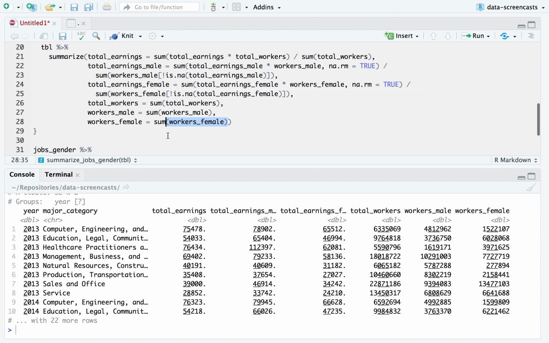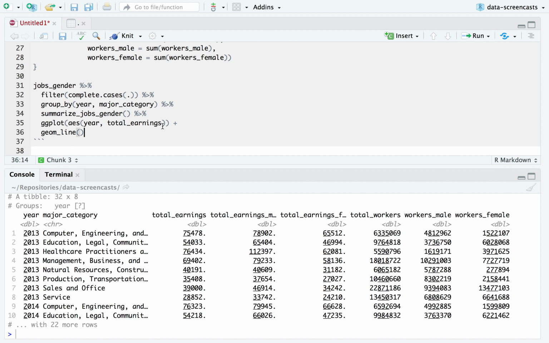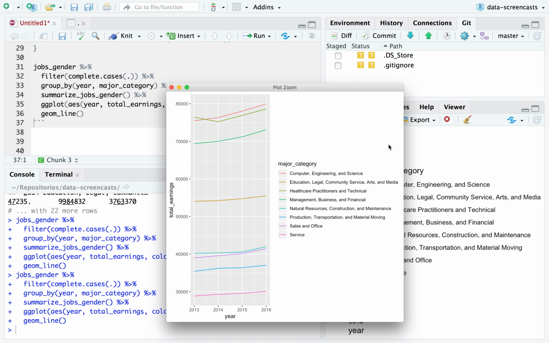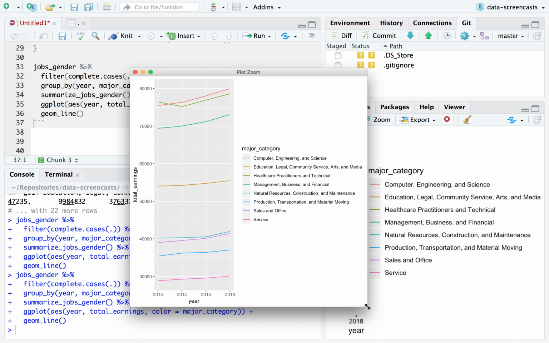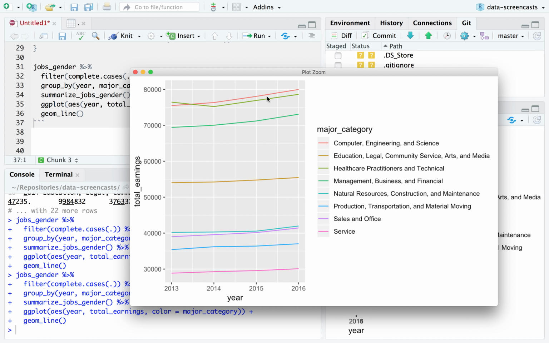All right, now that I have this, I can say I want to plot year. Let's start with total earnings, just overall total earnings, geom line with major category on the color aesthetic. Major category is too long a name. All right, so we generally see the highest are computer engineering service, followed by, am I right, this is, yes, I believe this is management, business, financial, natural resources, construction.